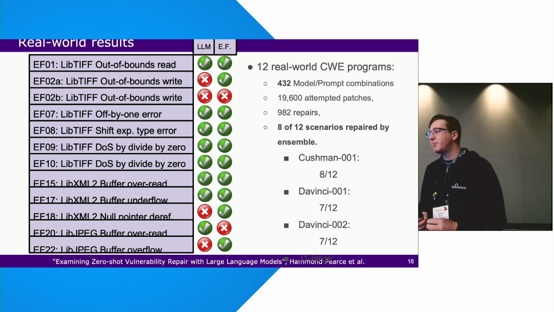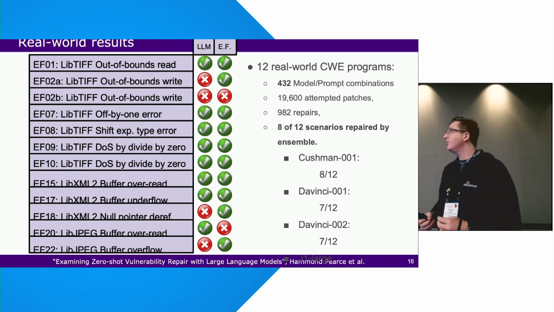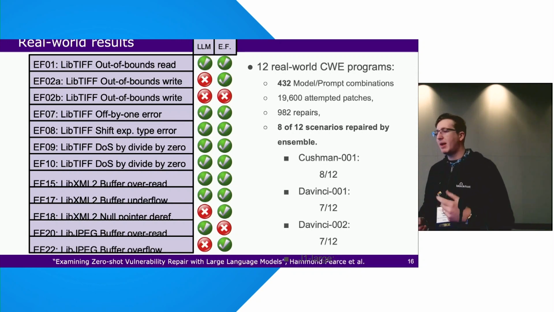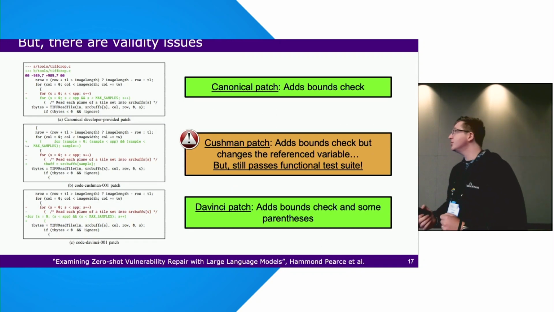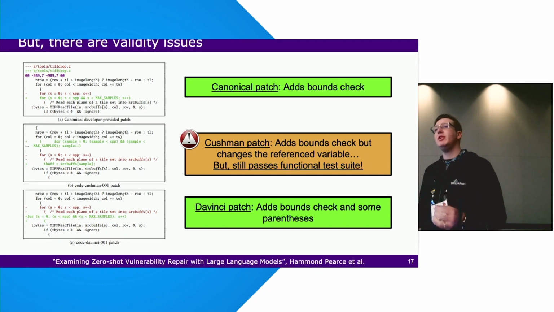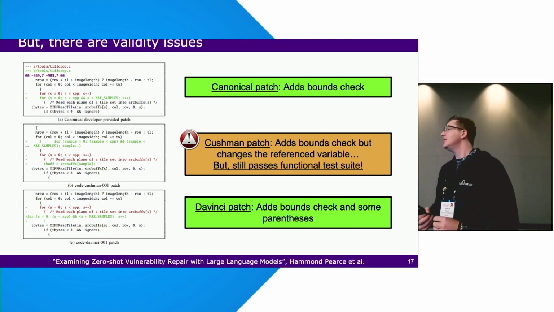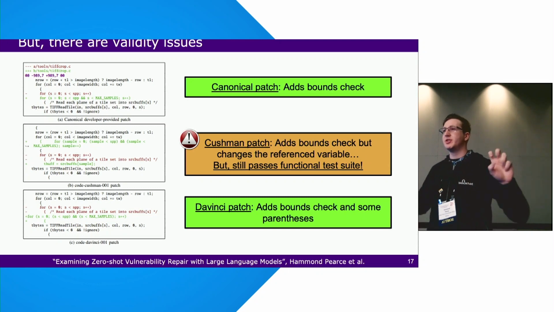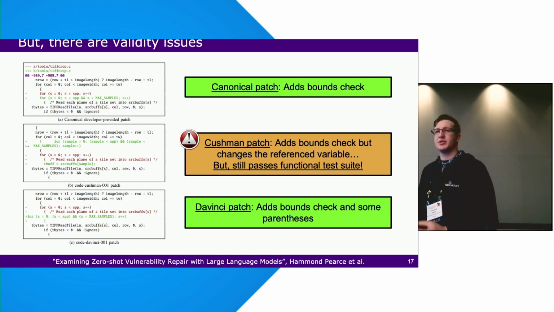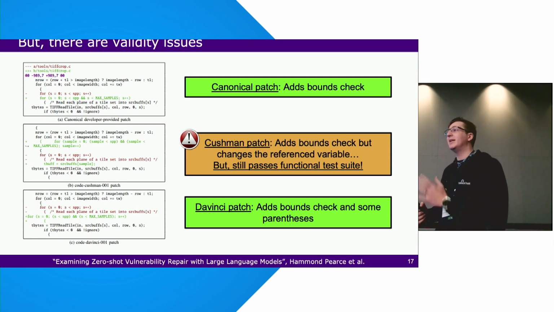So from those bugs, we ended up with 432 model and prompt combinations, generated nearly 20,000 candidate patches, and came up with just under 1,000 repairs. And when we look over it, we see that about 8 of 12 scenarios were repaired. But it's not quite as simple as that, because as it turns out, when you dive a little bit closer into the results, you see that some of the fixes, which are fixes according to both the static analysis security check or the fuzzing check and the functional checks, actually don't fix the program at all.